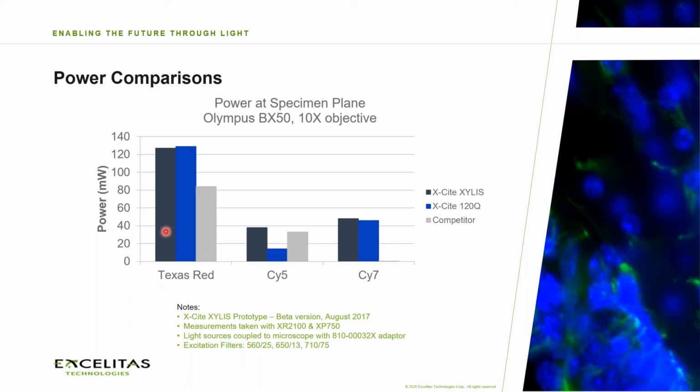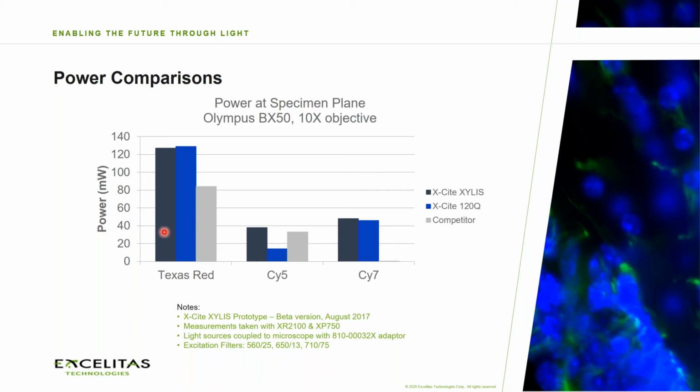So you can see in Texas red, our LED system with LED laser hybrid drive is doing great. At Cy5 as well, this is our laser LED hybrid drive. This is our own bulb system. And again in Cy7, LED laser hybrid drive and our own bulb system.